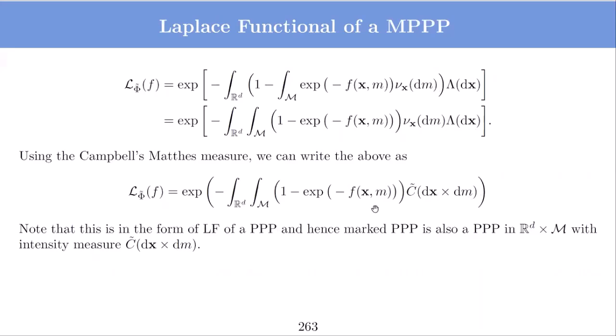So this is a Poisson process Laplace functional with this intensity measure. This just proves that the marked point process is nothing but a PPP with this modified intensity measure.